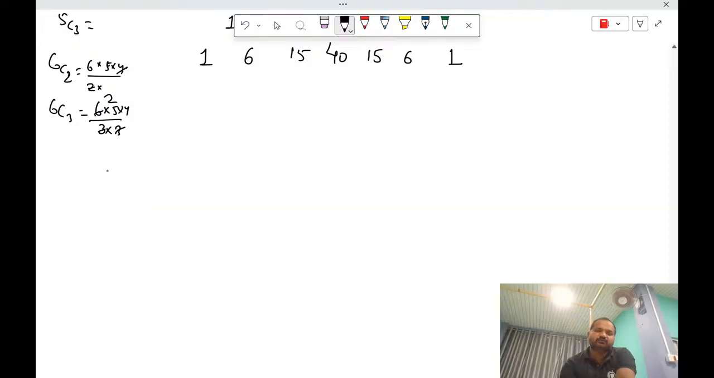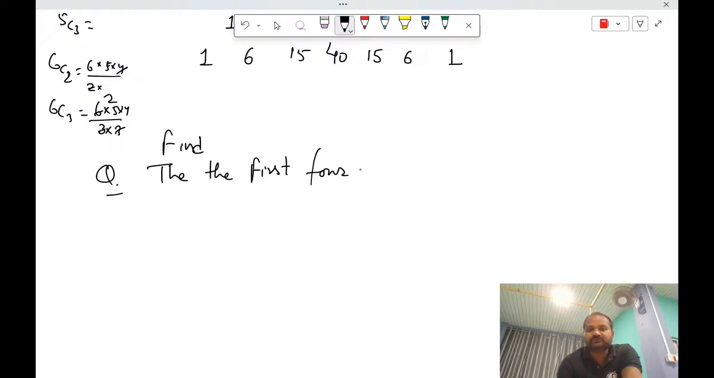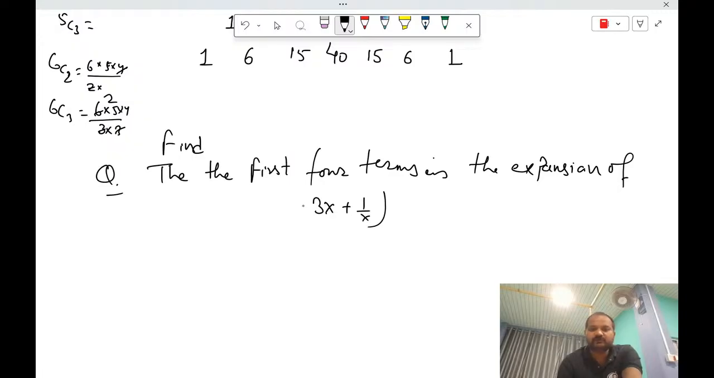So here we will see some questions. It is written: find the first four terms in the expansion of 3x plus 1 by x whole to the power 4. So here we have to find the first four terms of this expansion, 3x plus 1 by x whole to the power 4.